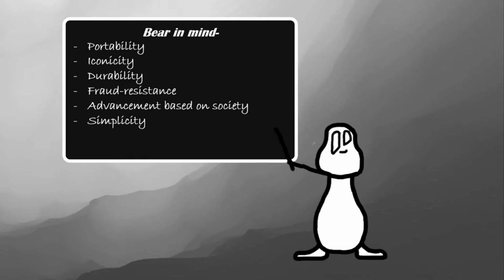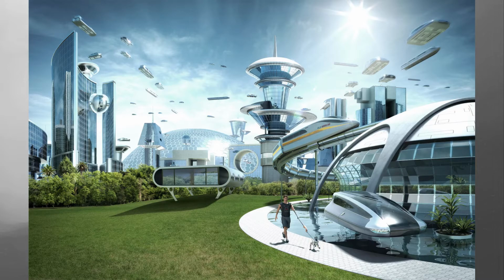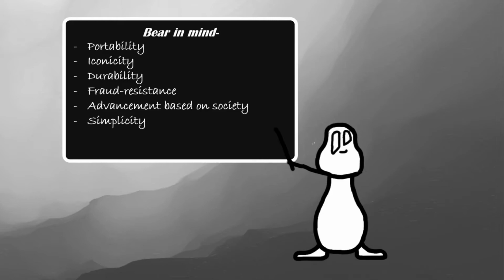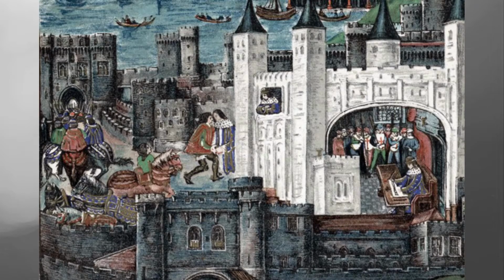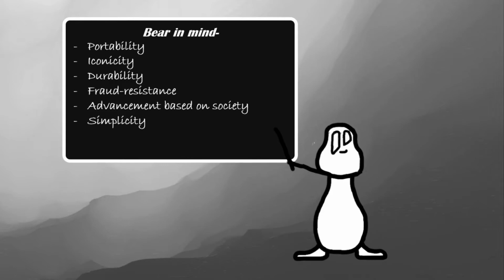Advancement based on society. If you're living in a futuristic society, you want your notes to represent that. They need to be clean, beautiful, and they need to flow, they need to work. But if you're living in a medieval setting, then maybe you don't have notes, or they're going to be quite frail and easily breakable. And again, simplicity, you want them to be simple and elegant.